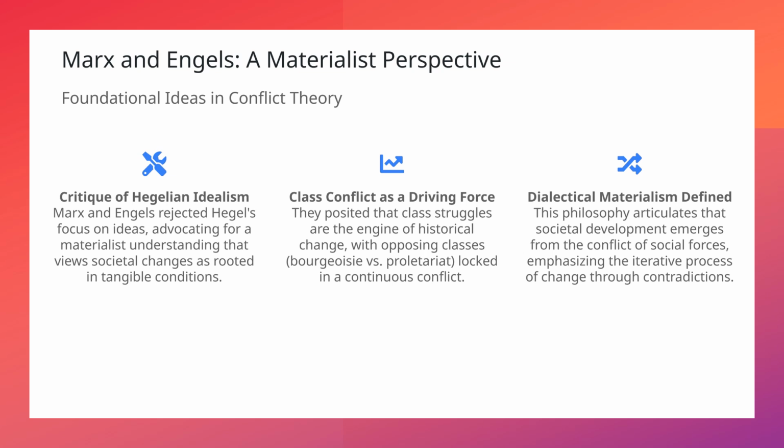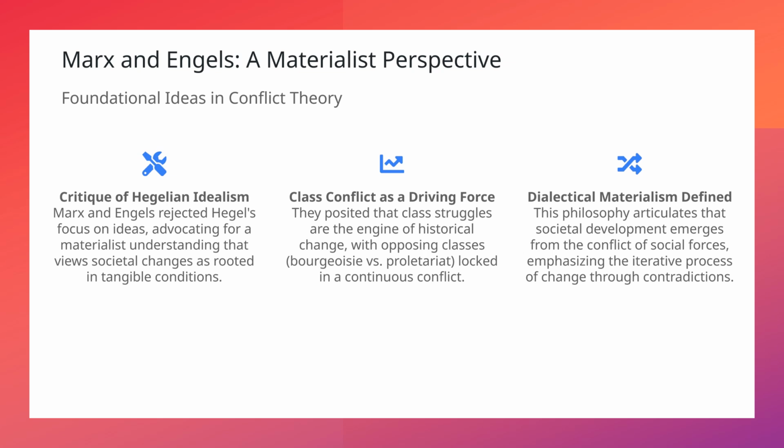So Marx and Engels had a materialist perspective. Marx and Engels revolutionized conflict theory by introducing their materialistic framework, which was a critique of these idealistic perspectives. By emphasizing the significance of material conditions over abstract ideas, they highlighted the role of class conflict as a fundamental catalyst for historical evolution.